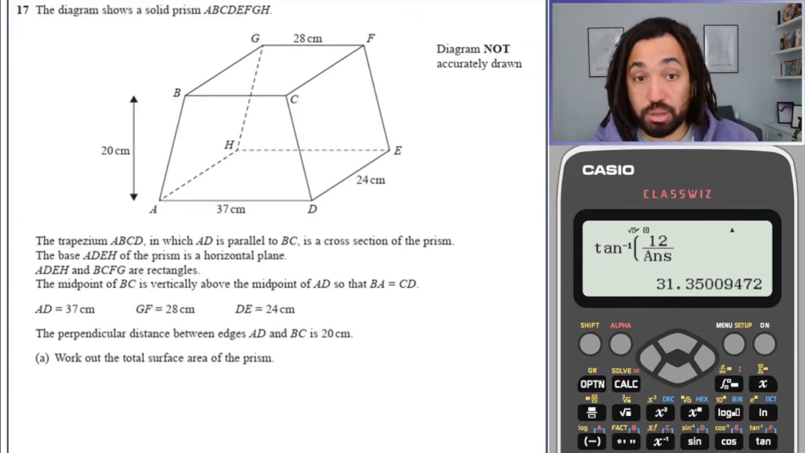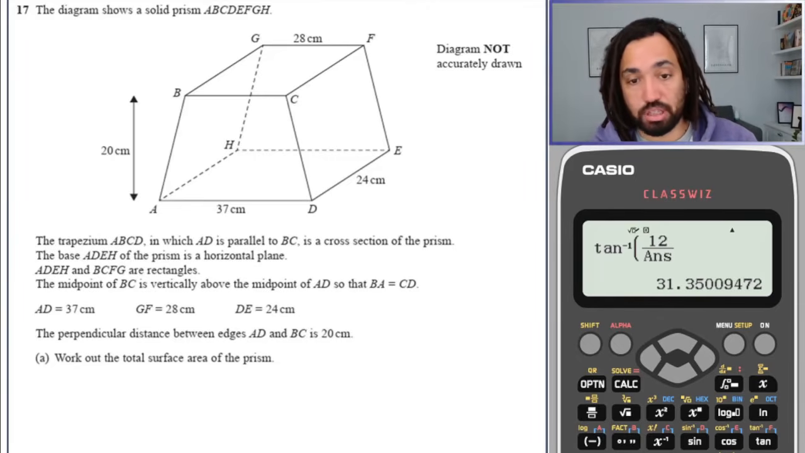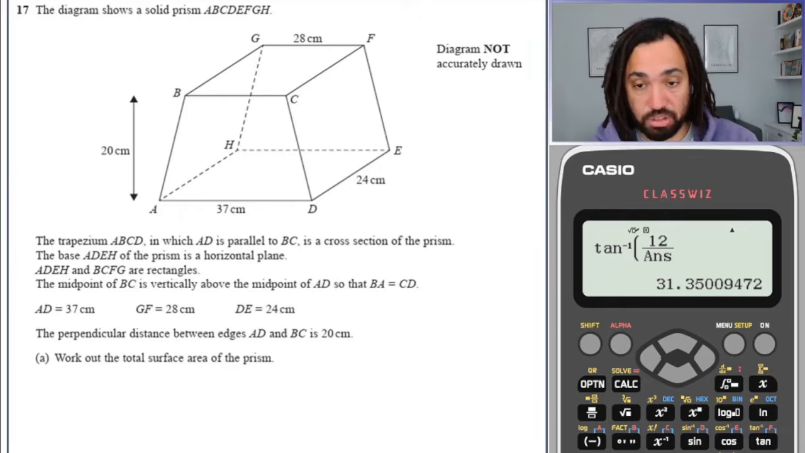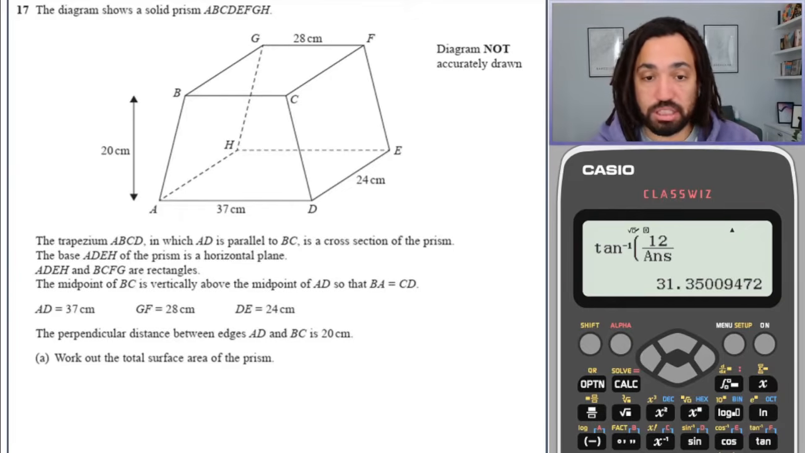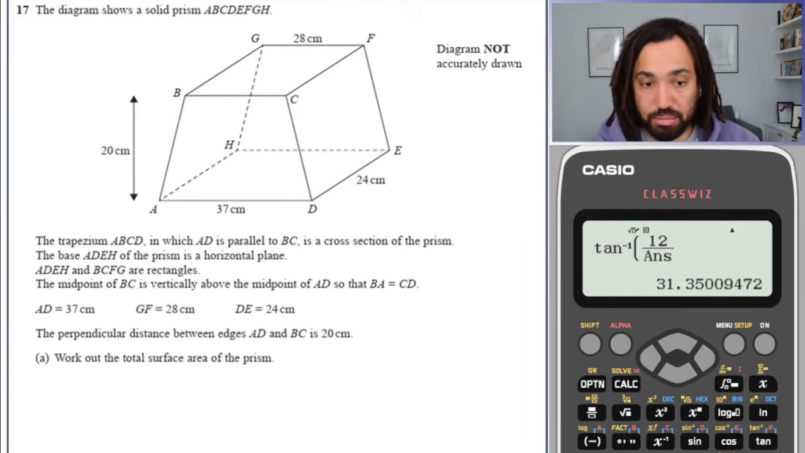Okay, this was a tricky question. We've got a prism which has a trapezium front or cross section, which is obviously going to be pushed all the way back by 24 centimeters to form the prism. And we also know that AD is parallel to BC. Yep, that's fine.